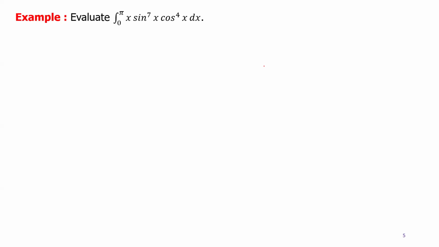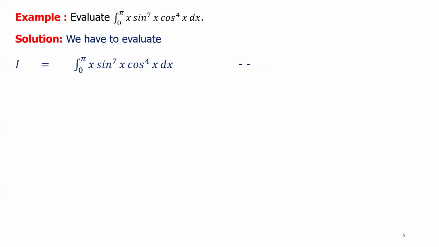In this lecture, we take an example of reduction formula. Now we have to evaluate the integration of x sin^7 x cos^4 x under the limit 0 to pi with respect to x. We have to evaluate I equal to integration under the limit 0 to pi of the function x into sin^7 x cos^4 x with respect to x.